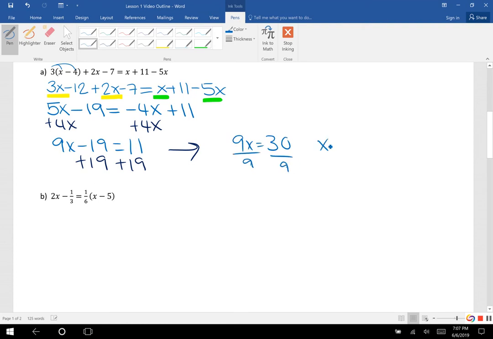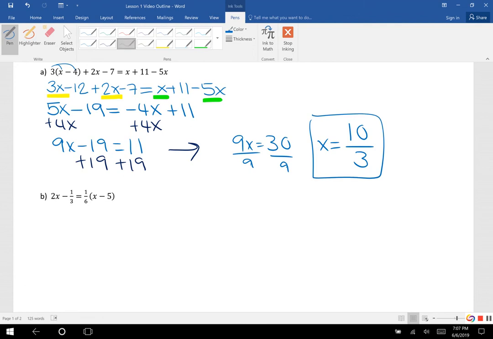And to finish it, we're going to divide both sides by 9. Let's see, 30 and 9 are both divisible by 3. And so I can write that as a reduced fraction as 10/3. You could also write your answer as 3 and 1/3. But I usually leave them as improper fractions.